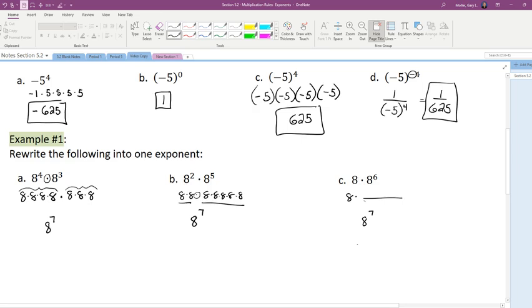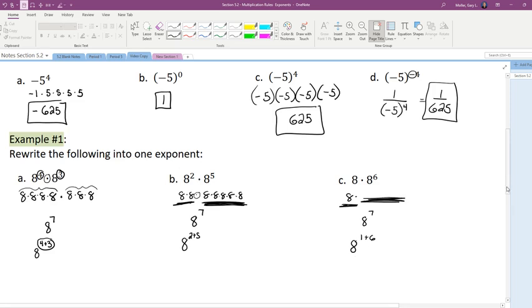Now, how do we arrive at all these? Well, like we said, this is 8 to the 4 plus 3 power. 4 plus 3 is just the exponent of the 2 that we're multiplying, and we add them together. This is simply 8 to the 2 plus 5 power. This is 8 to the 1 plus 6 power. 2 8s and then 5 more 8s makes 7. 1 8 and 6 8s make 7.